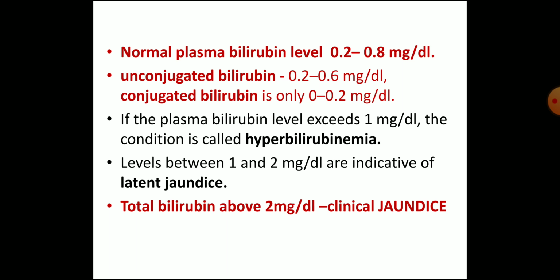The levels between 1 milligram and 2 milligrams are indicative of latent jaundice or subclinical jaundice, when there is no manifestation of jaundice. Then if the total bilirubin is above 2 milligram per deciliter, it is called clinical jaundice. So clinical jaundice occurs only when the total bilirubin is above 2 milligram per deciliter, with all the symptoms like yellowish discoloration of skin and conjunctiva.